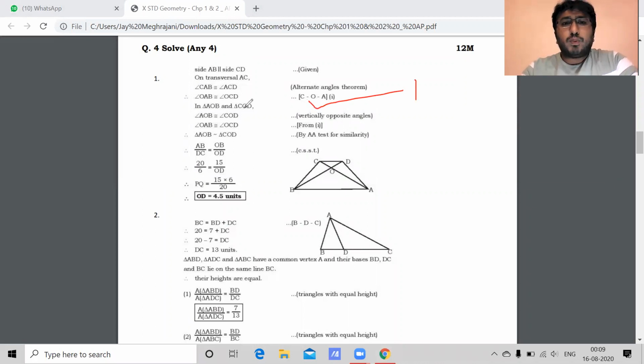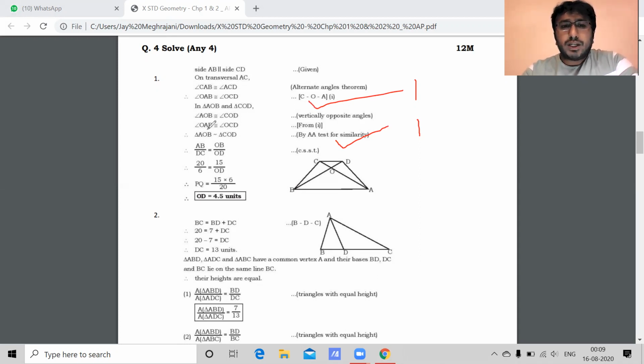Now students, we need to prove that triangles are similar. So one pair we have is vertically opposite angles. Second, we have alternate angles. So the triangles are similar by AA test of similarity. If you have done this correctly, you will be getting 1 mark. Students, please ensure that you have written that triangles are similar as per the one-to-one correspondence.